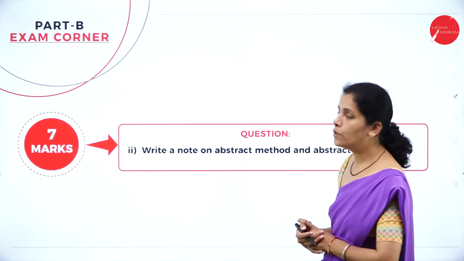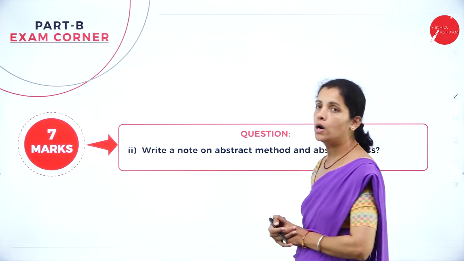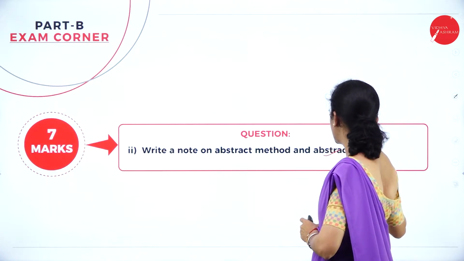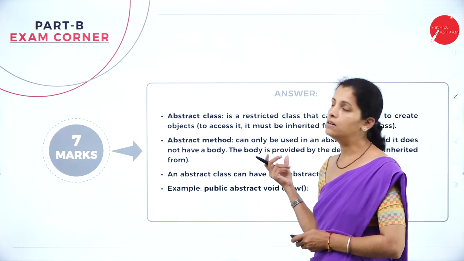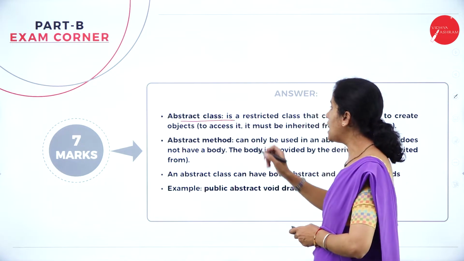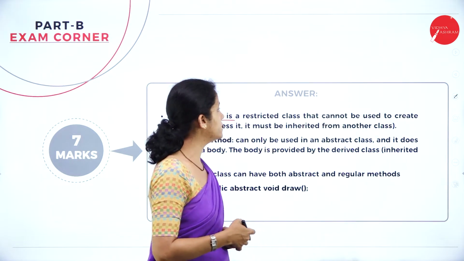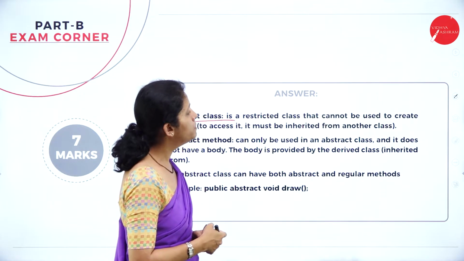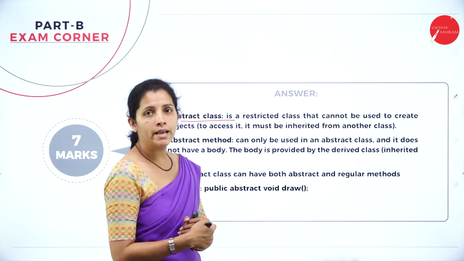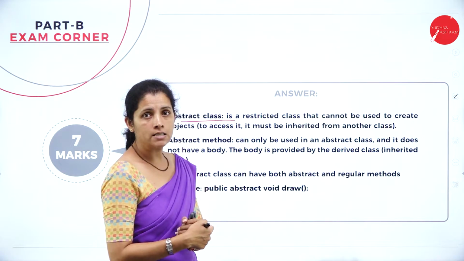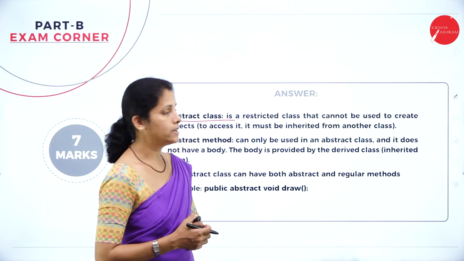Now dear student, I'm going to have another question, that is, write a note on abstract method and abstract class. So dear student, what is abstract? It's nothing but a blueprint. So an abstract class is a restricted class. It cannot be used to create an object. So dear student, if I create an abstract class, then I cannot create the object for that.